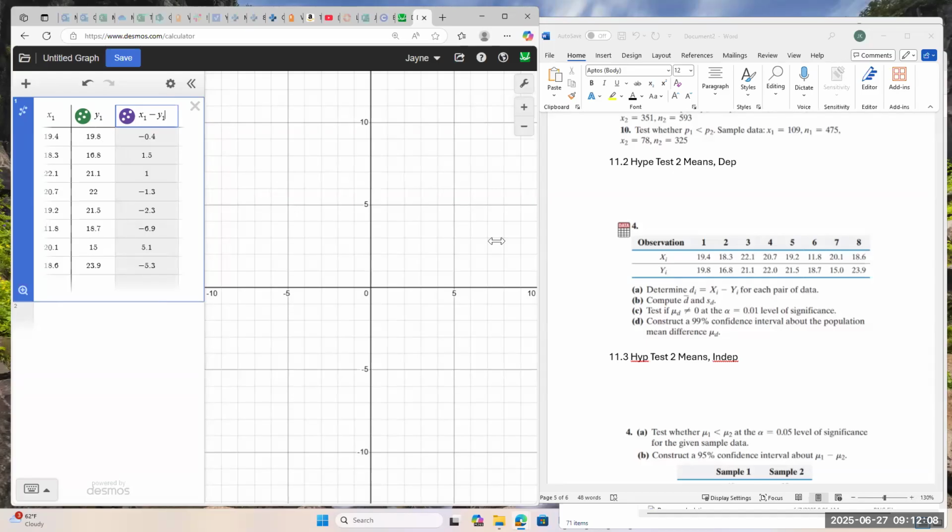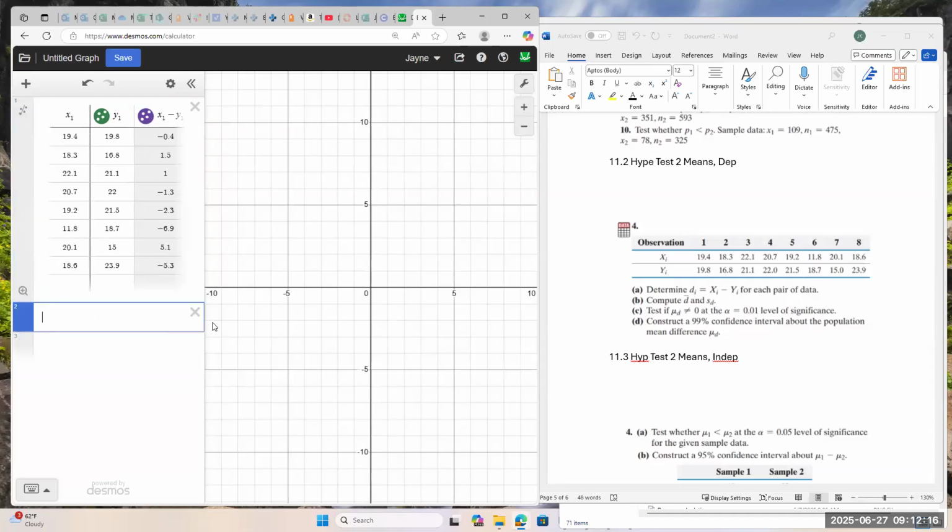Then I need to know the mean of those paired differences and the standard deviation of those paired differences. I can just use mean, and again type X1 minus Y1. That calculates the average of all of these for me. And then standard deviation of X1 minus Y1, and that's 3.83. Once I have the mean and the standard deviation, I am ready to compute the confidence interval and hypothesis test.